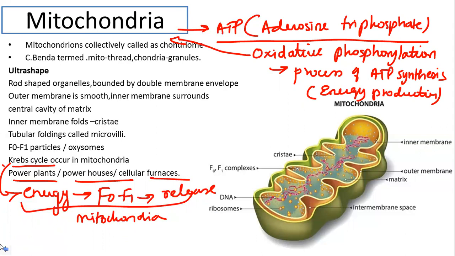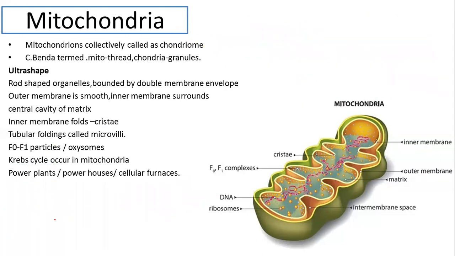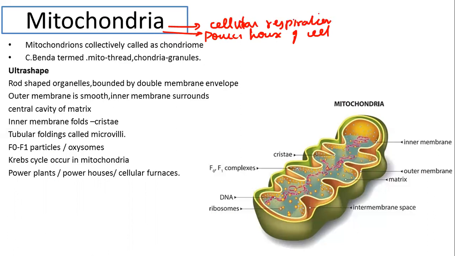I'll give a small recap of mitochondria. Just remember all these things. After studying, we have to remember properly. Mitochondria is also called the powerhouse of the cell. Apart from that, it also helps in cellular respiration, also in the electron transport chain or electron transport system. And the Krebs cycle takes place inside mitochondria.